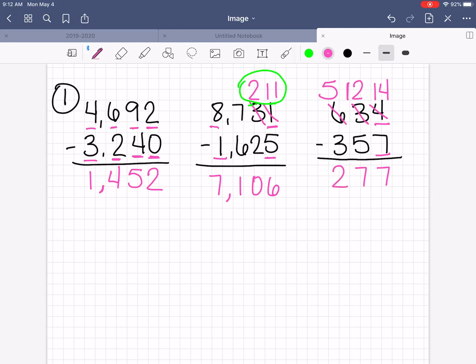So here I had to do a little bit more renaming. I had to rename or borrow from my tens to go into my ones, and then I had to borrow from my hundreds to go into my tens.